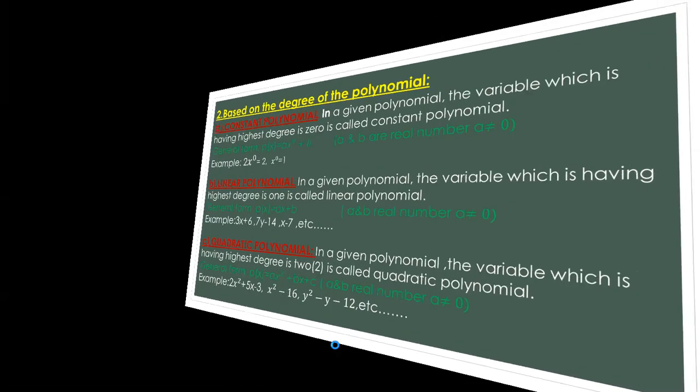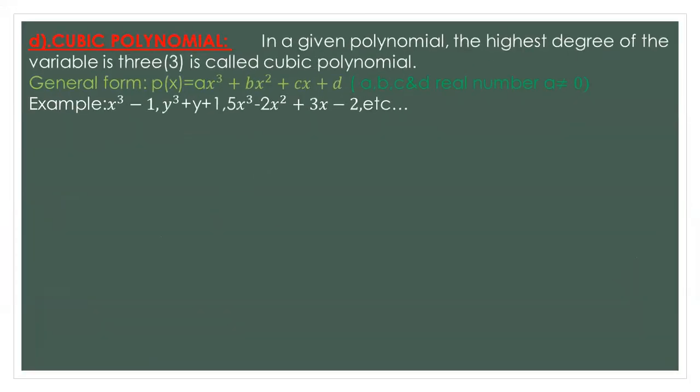Next one, it is cubic polynomial. In a given polynomial, the highest degree of the variable is 3. Okay, highest degree of the variable is 3. It is called a cubic polynomial.